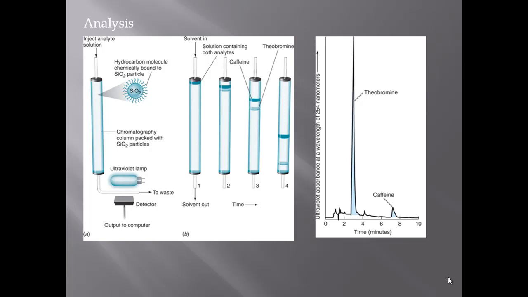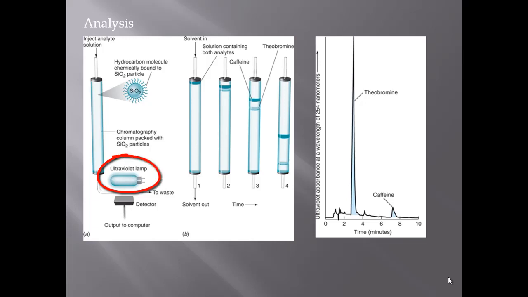Basically, caffeine is more soluble than theobromine in the hydrocarbon layer. So that means that caffeine is retained more strongly in the column and moves through the column more slowly. It basically sticks to the column much better than the theobromine does, so it comes out later. So what you see here in number 4 is the theobromine coming out first, and then the caffeine coming out a little bit later. The analytes are detected at the outlet by their ability to absorb ultraviolet radiation.